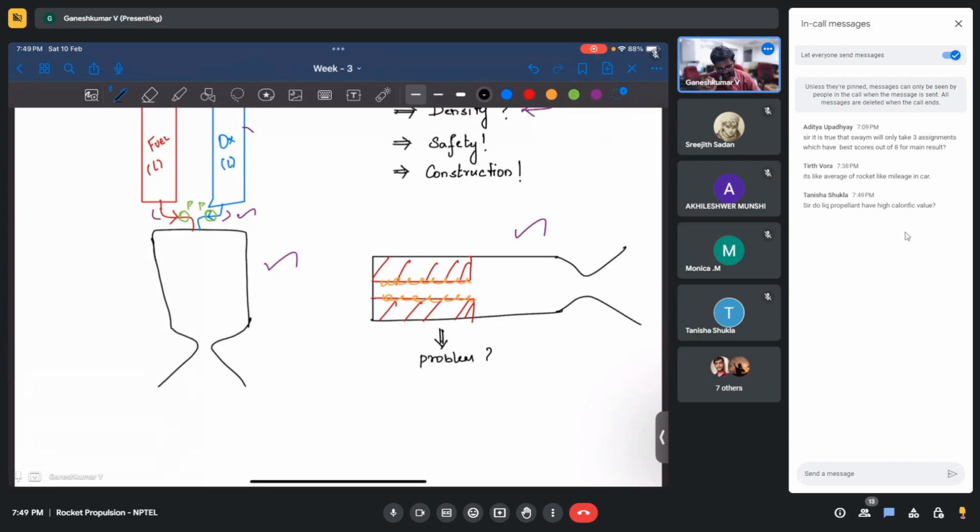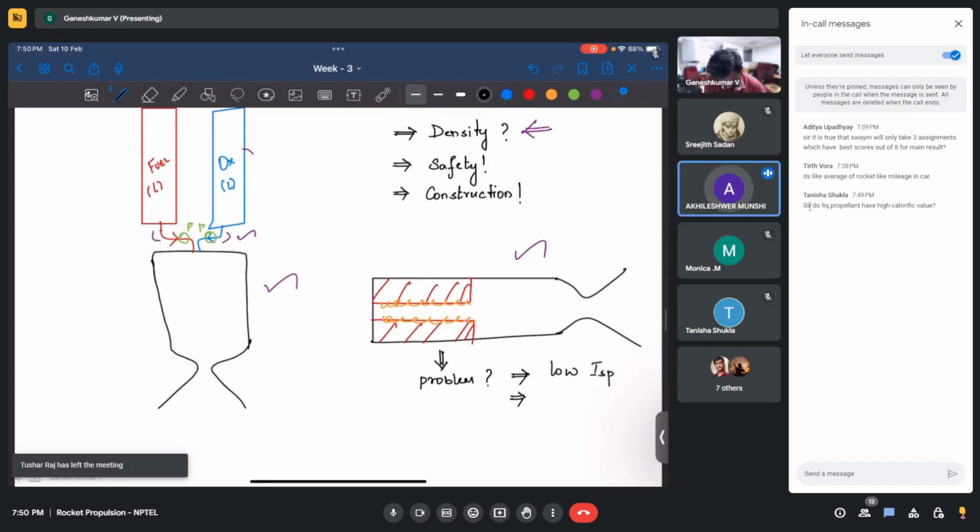One is, as I said, low ISP compared to the liquid propellants. Low ISP, low performance. What is the other one? Storage can be a problem. Yes, what we said now. So density is good, right? No, for solid propellant, storage is often a problem because cryogenic fuel is used.